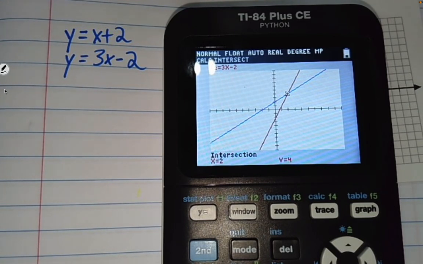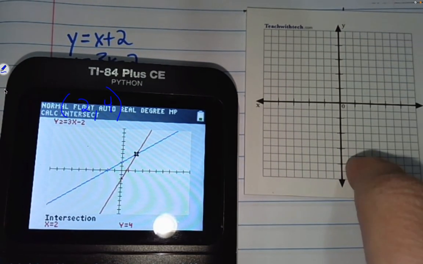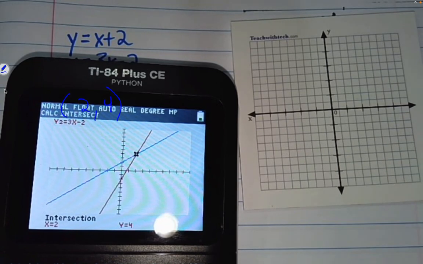The only problem is, what if I needed more than just that answer? What if I told you, that's half your credit. Yay, you found the answer. I needed to see it on your graph. Do y'all remember how to put that on your graph? Probably not. This is what I need you to have on here, right here. So you can't just draw random lines.